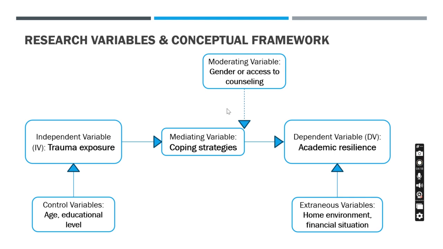Another important thing, when you talk about control variables, is age. Trauma exposure differs with regard to age and educational level. If you are a child, maybe your trauma exposure is going to be high. If you are an adult, it will be a bit low. If you are an old person, the trauma exposure also might be high.